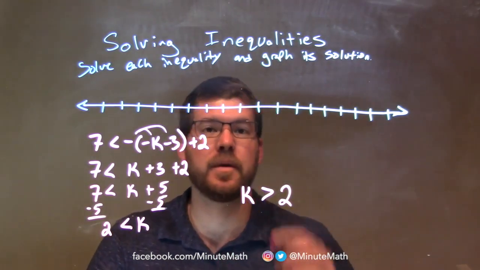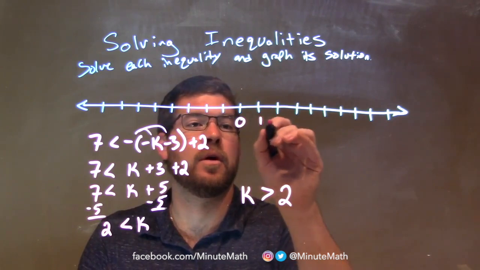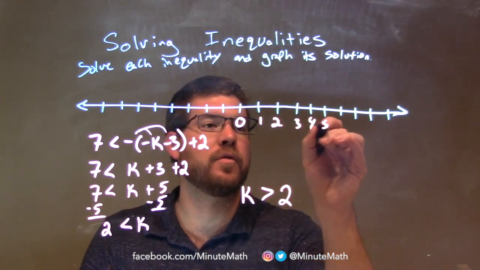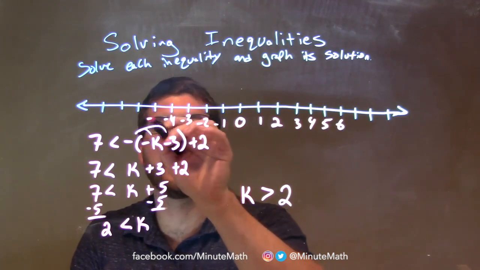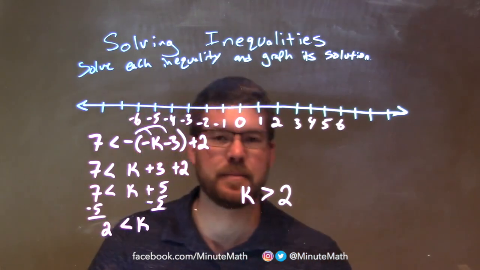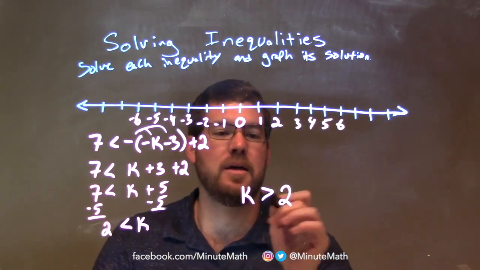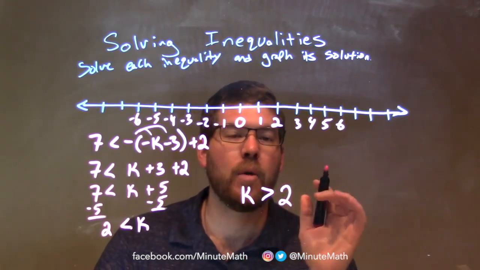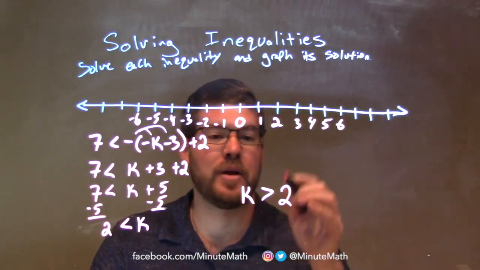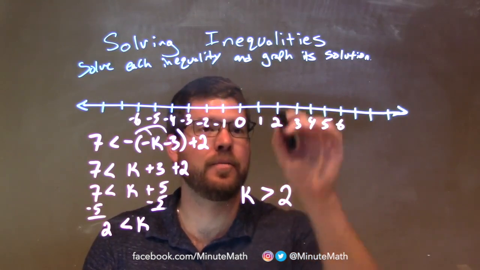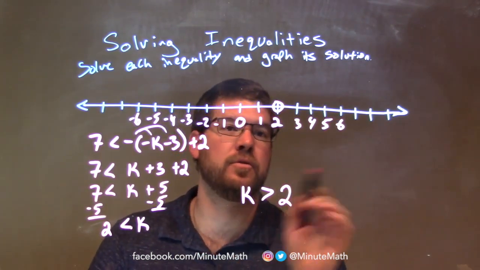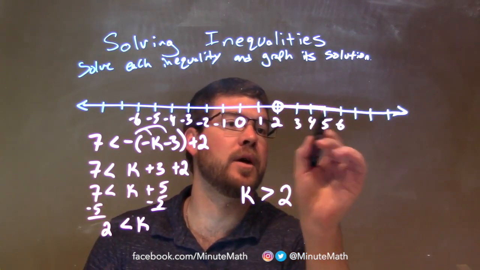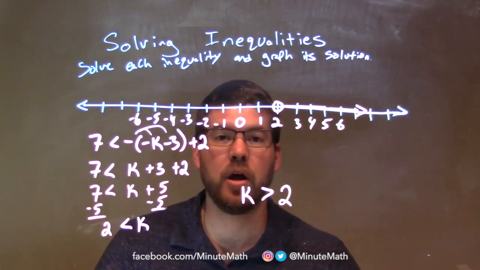I need to graph it. So let's put 0 right here. 0, 1, 2, 3, 4, 5, 6, negative 1, negative 2, negative 3, negative 4, negative 5, and negative 6. Okay, well, k is greater than 2. We have an open circle at 2 because it's not equal to 2. So we have an open circle here at 2. And since k is greater than 2, we shade to the right. So we shade to the right there. And there we have it, our final answer.